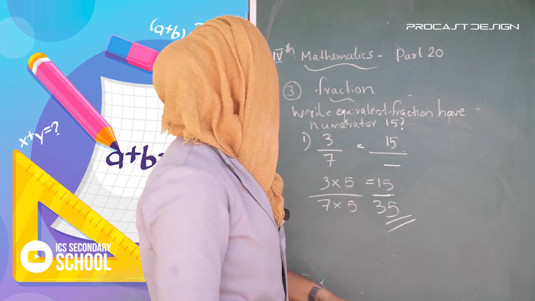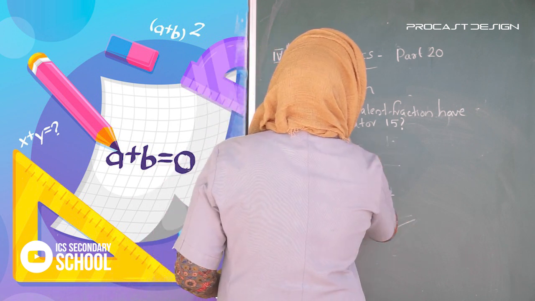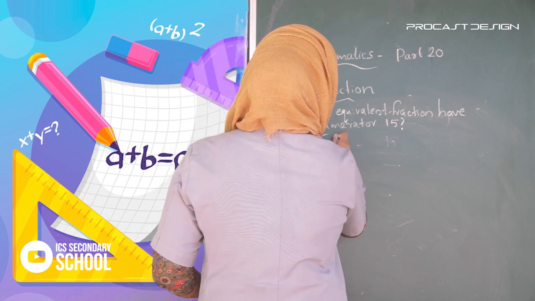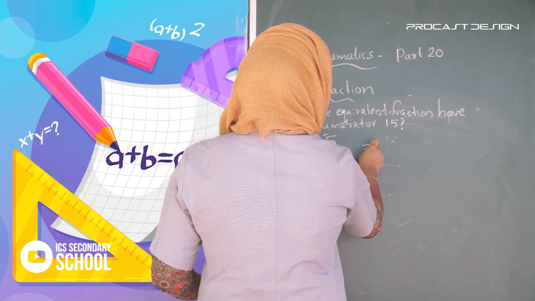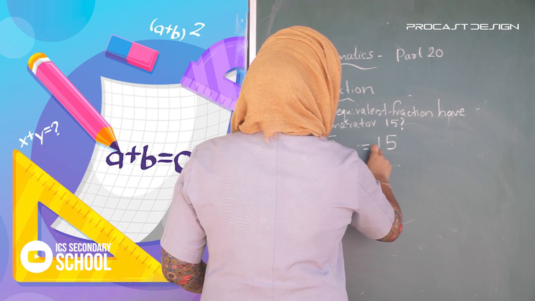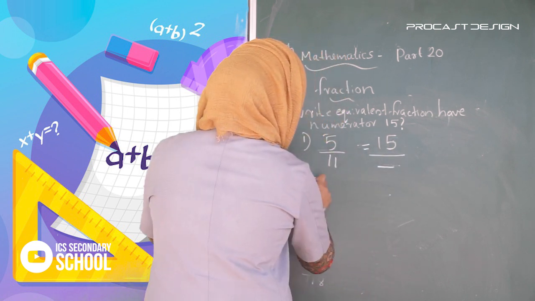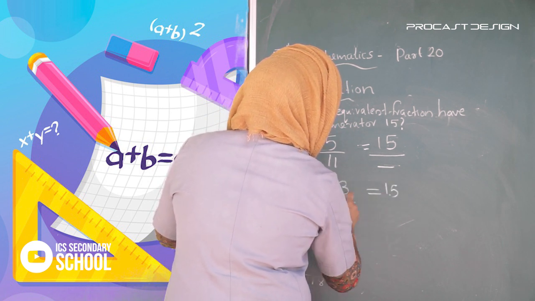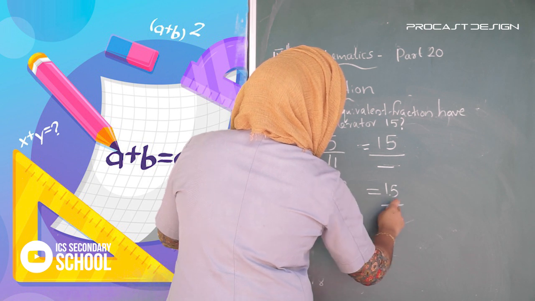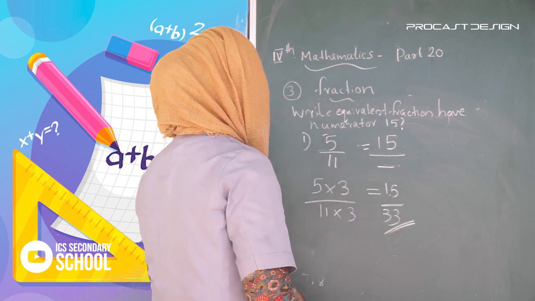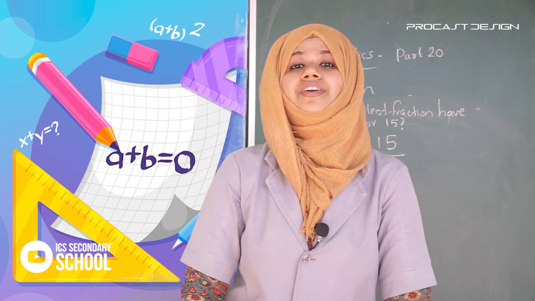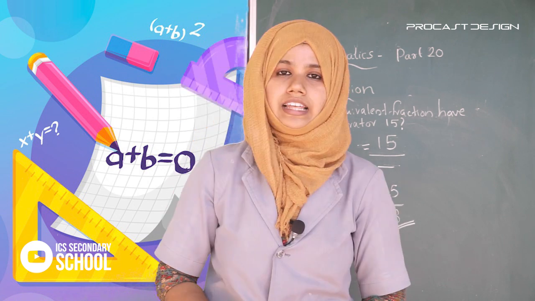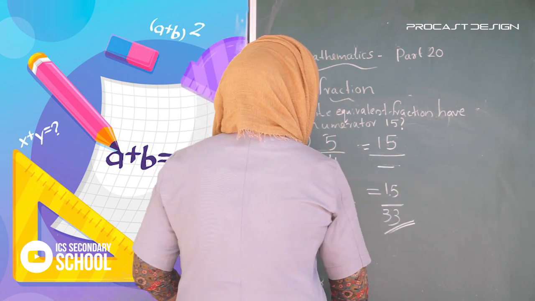Okay, like this. Another number, 5/11. Here also the numerator is 15. So find out the denominator. So 5 is multiplied with 3, we get 15. So multiply the same number 3 with the denominator, 33. Is it clear? So sometimes you will be given the numerator. So find out the denominator by multiplying that number with the numerator and denominator.